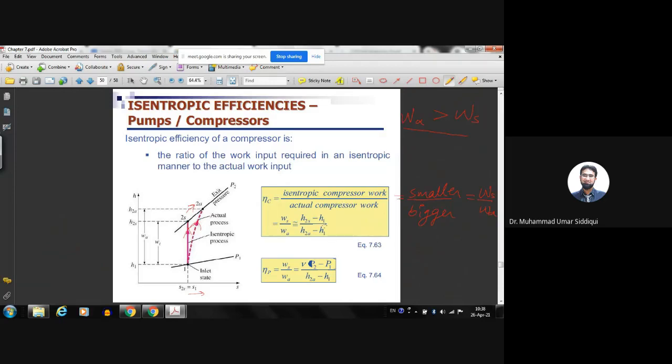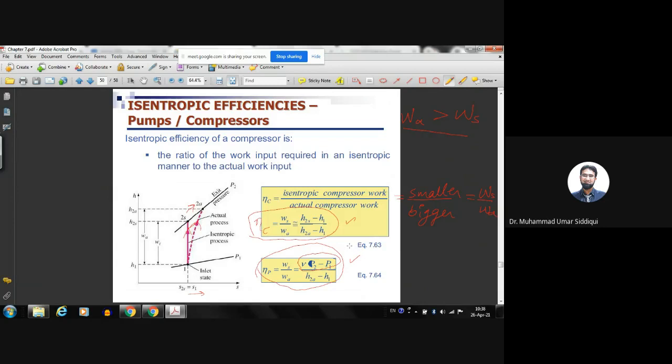So here, if we write in terms of the enthalpies, it will be h2s minus h1 divided by h2a minus h1. So this is how we define the efficiency of the compressor. If it is a pump, obviously we are not going to use h2s minus h1, rather we are going to use v(P2 minus P1). This was already discussed in the last lecture, that if it is a pump, then we have a different way of determining the work input, and if we have the compressor, we have a different way of determining the work input. So the efficiency of the pump will be represented in this way, and this will be the efficiency of the compressor.